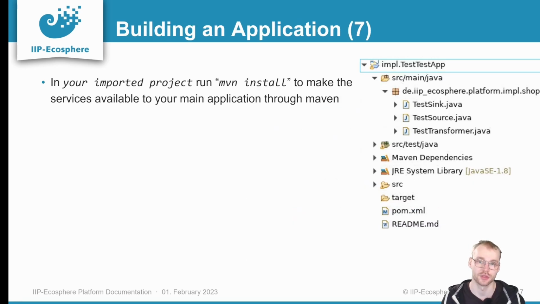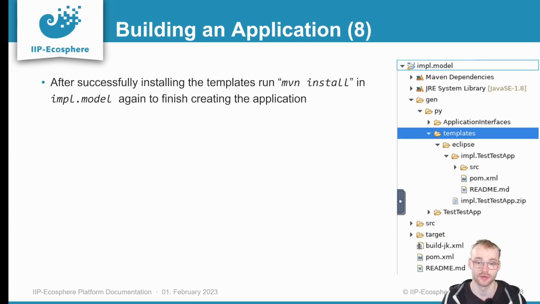Now that we've added functionality, we need to actually install the services. To do this, run mvn install in your imported template project to make these services available as Maven artifacts to your main application. After successfully installing, you can then go into your model project, the one that was already present, in which you generated the templates. Run Maven install in this, so mvn install again.